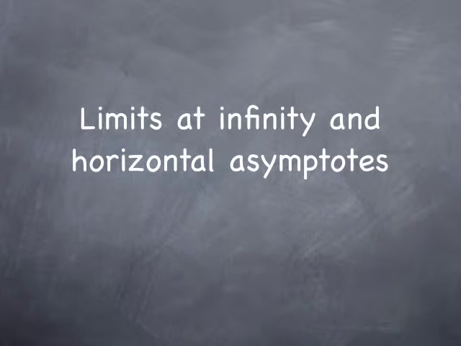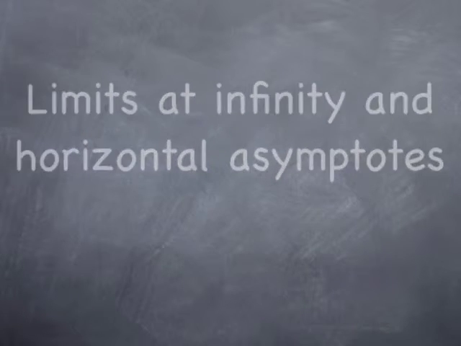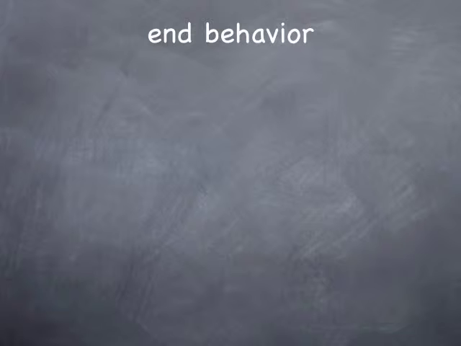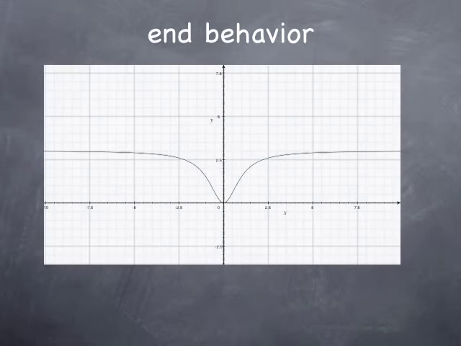So now we are going to look at limits at infinity and the interpretation in terms of horizontal asymptotes. This is about the end behavior, if you want, of a function or its graph. So let's look for instance at this function. You see that when x becomes large or negative large, the function seems to level off.